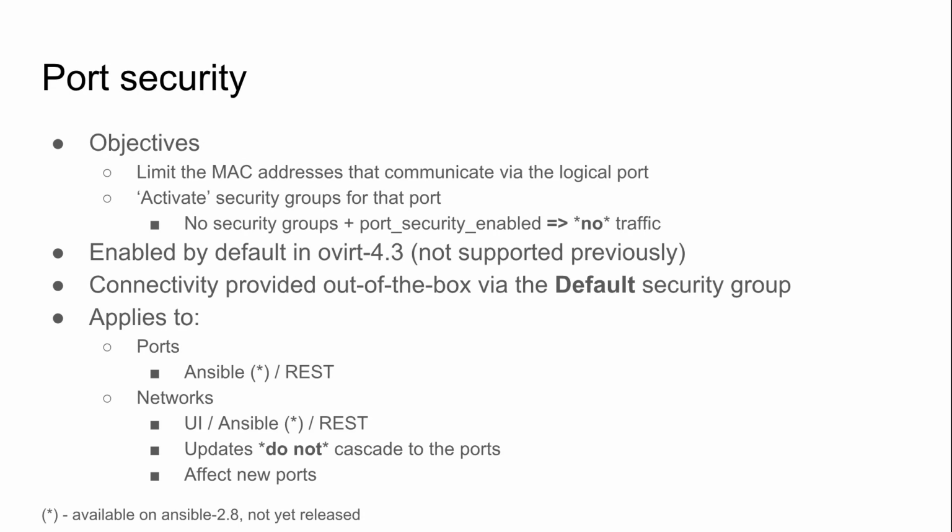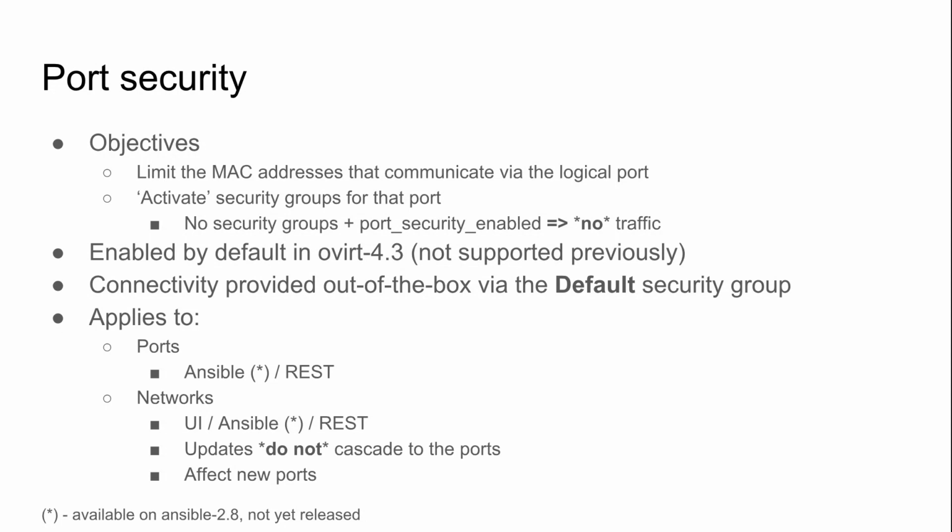The second concept we need to explain is port security. Port security has two different objectives. First, it allows MAC spoofing protection by limiting the MAC addresses that can communicate through the logical port, and the second one, which is more closely related to security groups, is that it activates security groups on that port. When I say activate the security group feature, I mean that all non-whitelisted traffic will be dropped. Remember, everything is dropped by default when you have port security enabled.